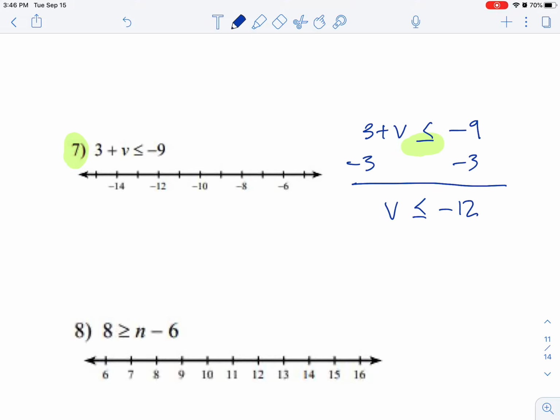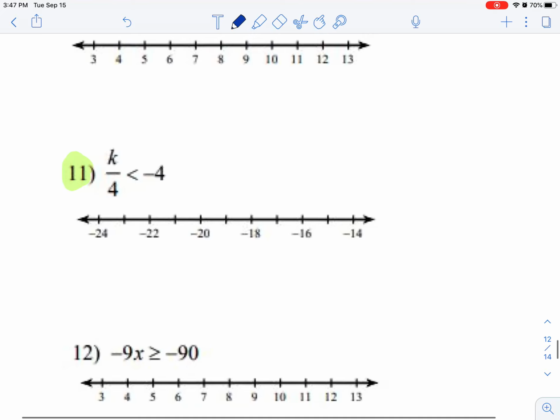So what you do is you find negative 12 on the graph right here, and you fill in the hole so that it's a dot, which is called a closed circle. In this case, because it's less than or equal to negative 12, you go in the direction where all the solutions are less than negative 12, which is towards the left. So let's try it. Negative 13, 3 minus 13 is less than or equal to negative 9. Negative 10 is less than or equal to negative 9. So that's true.